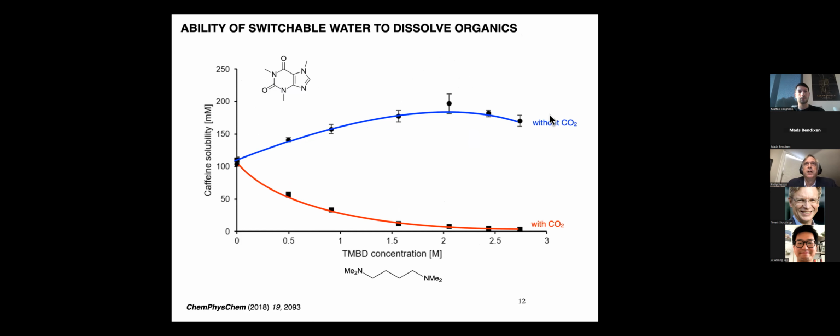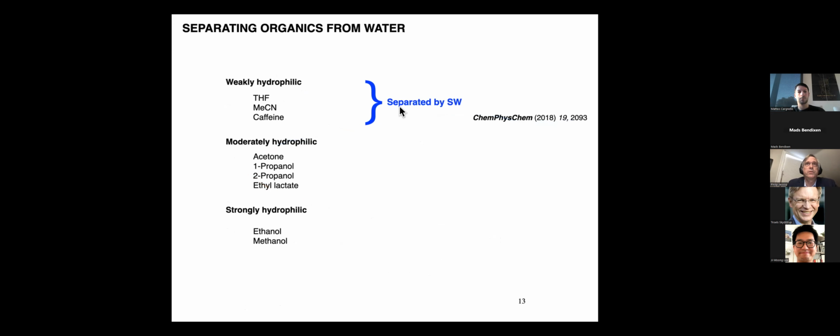And here's an example of solubility of caffeine as a test organic solute. You can see that when CO2 is absent, it's quite soluble, but when CO2 is present, its solubility drops by a couple orders of magnitude. So you can really precipitate it out and recover it. Now, this is useful for separating organics that are weakly hydrophilic. But when we tried to do things that are more hydrophilic, we found it didn't work. They didn't come out when we added the CO2, which is really disappointing because these are some reasonably valuable products.